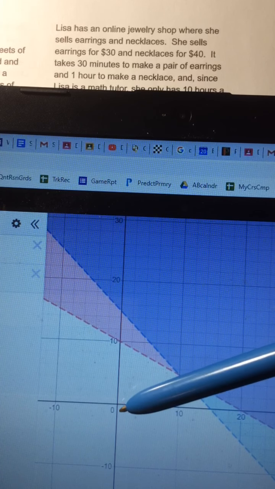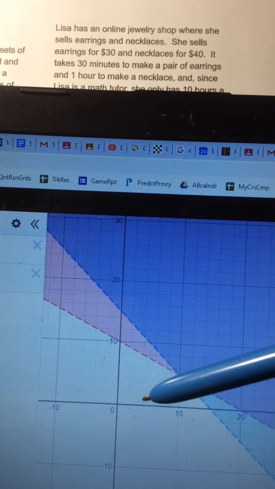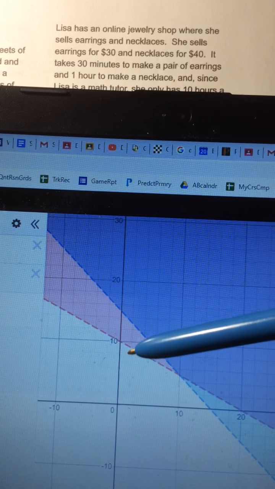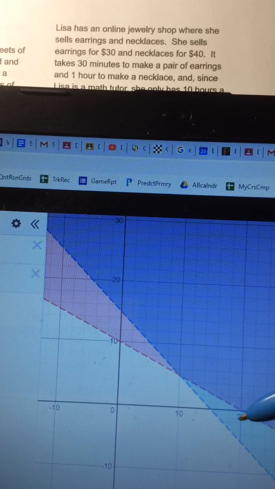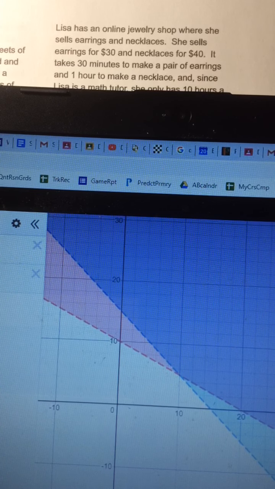We can see that we're going to have 0, 0. Again, we're not going to have any negative pieces of jewelry over here or over here. So we're going to have 0, 0, but of course that's not going to help us because she needs to make some jewelry in order to make some money. And then we got 0, 10, and it looks like we got probably about 15 right there, and this looks like 10 something.